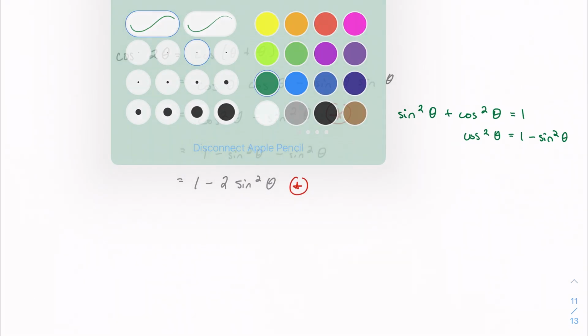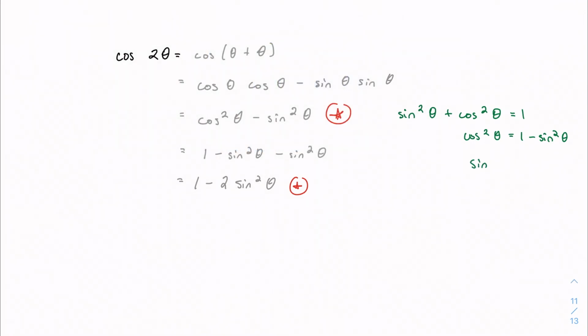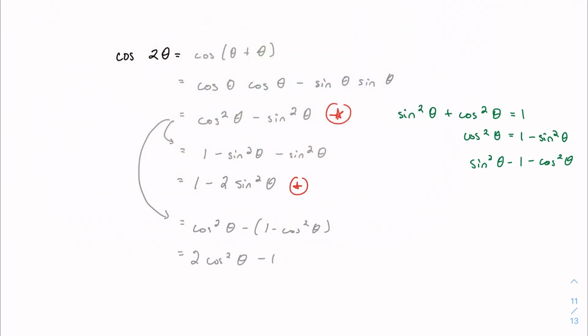The other thing I could do is follow the same logic and substitute out sine. If I go back to this, let me draw a couple arrows here. This would be cosine squared theta minus 1 minus cosine squared. So this then becomes 2 cosine squared theta minus 1. And there's my third identity.